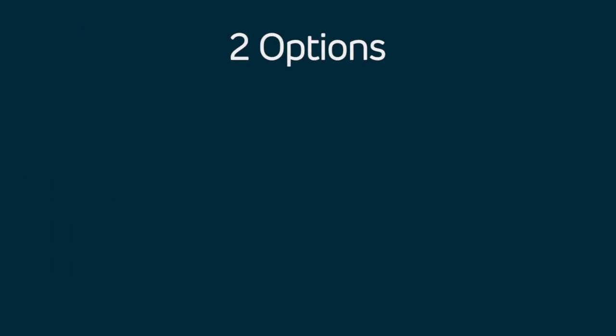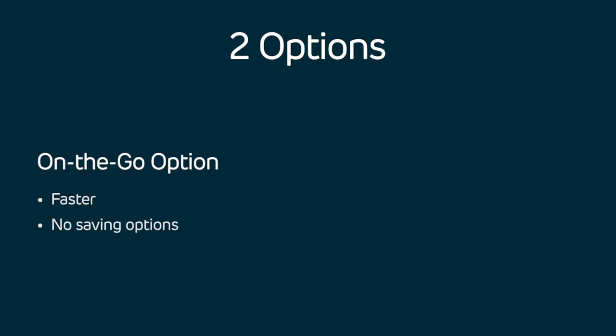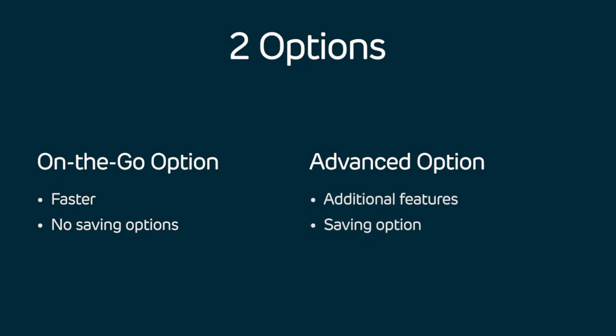There are two options to create a group reporting. First option allows you to create a group reporting on the go, but it won't allow you to save the selected loggers for later preview. Second option allows you to create a group reporting with additional features and save it for later use. Let's start with the first option, which is simpler.